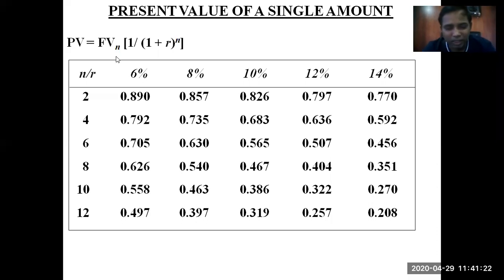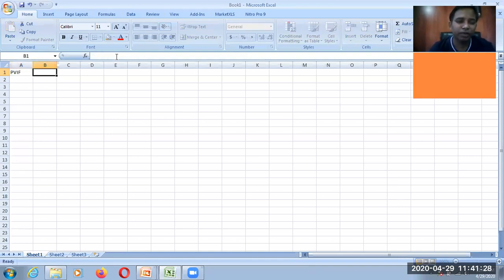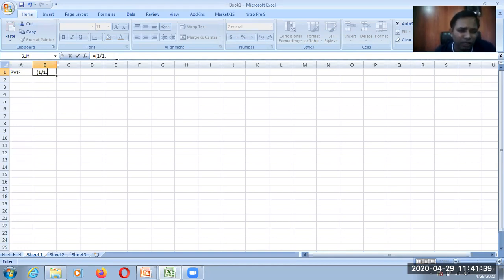This formula is the present value interest factor. The present value interest factor is equal to 1 divided by (1.1) raised to the power of 5 years, if I say the interest rate, the discounting factor, is 10%.